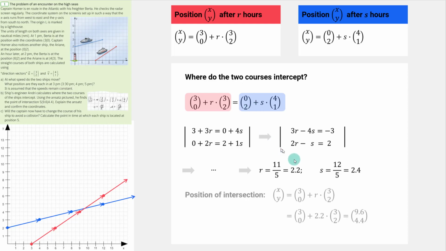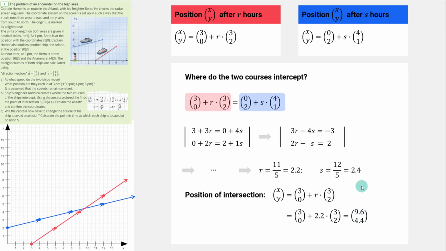So if you plug this in, then you get the point of intersection where the red ship intersects with the course of the blue ship. And the point of the intersection in this case is 9.6, 4.4. That's the position vector of this point. You would have gotten the same result if you would have plugged in the value s into the position equation for the blue ship. You would have gotten the same result here, which is the point of intersection of the two courses.